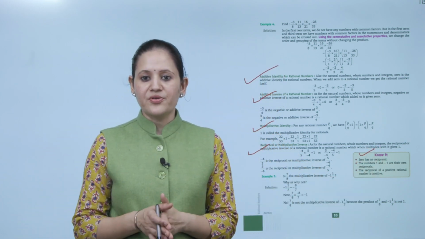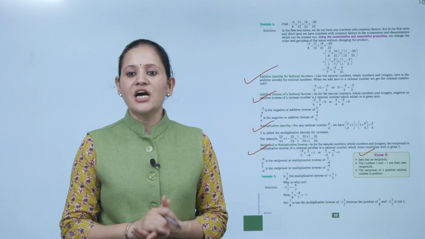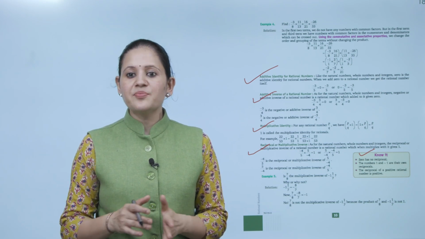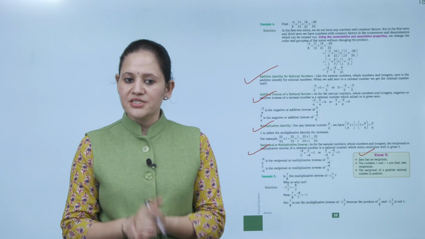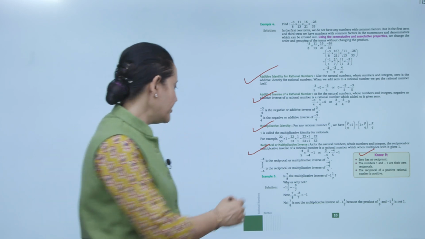0 has no reciprocal. The numbers 1 and minus 1 are their own reciprocal. The reciprocal of a positive rational number is positive. Next, we will take an example here.